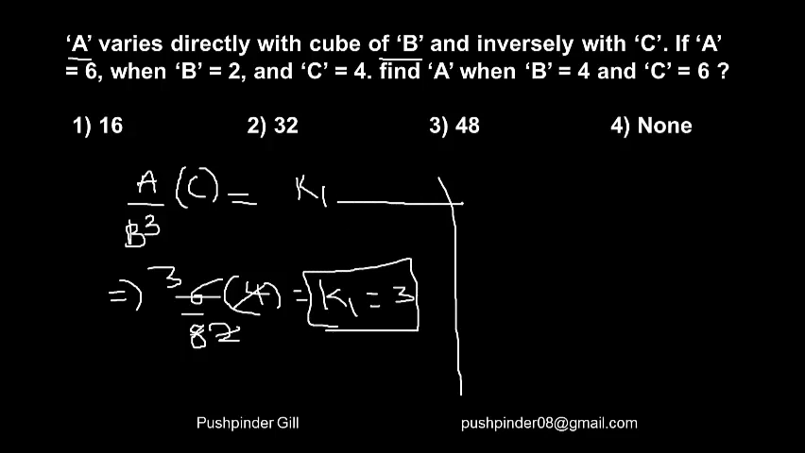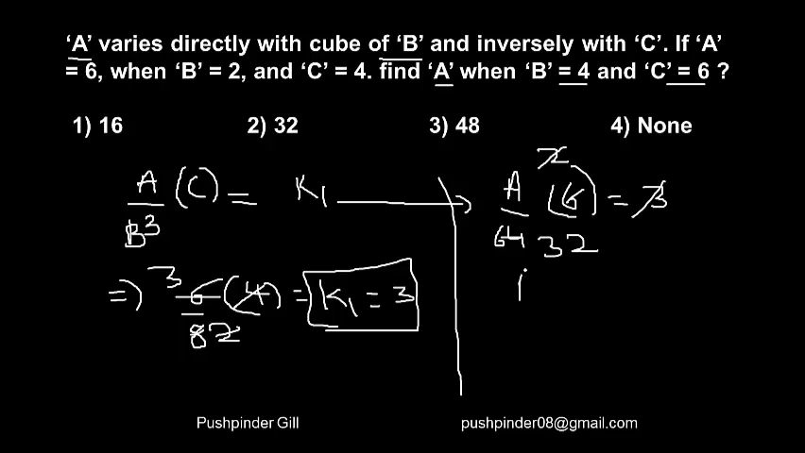Now let's use this formula and try to find the value of A when B equal to 4 and C equal to 6. So A upon B cube, B is 4, 4 cube is 64 times C, C is 6, is equal to 3, right? So this 3 cancels this 2. Now why did I put 3 here? Because that's the value of K1. So this is gonna give it as 32. That means A is nothing but 32.